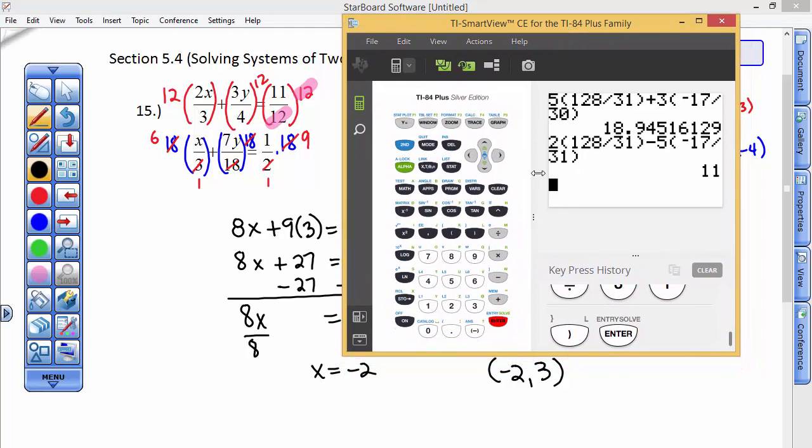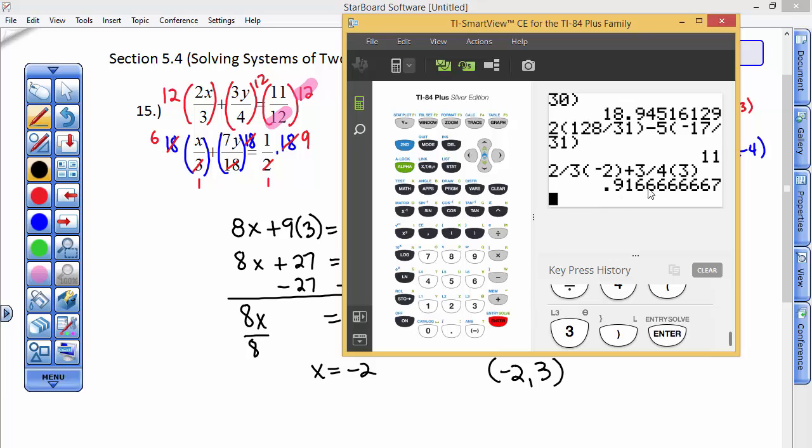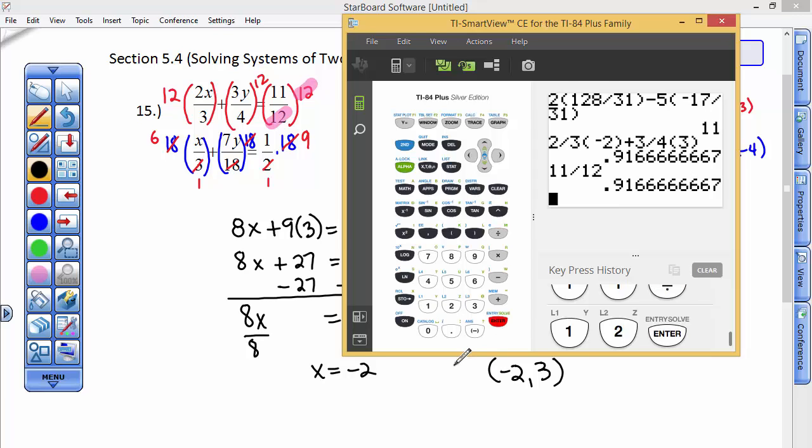So my first equation was 2 divided by 3 times a negative 2, and then plus 3 divided by 4 times y, which is 3. And I get this decimal number. And then the right side of this equation was 11 divided by 12. Let's just see if those decimals are the same. So the left side turned out to be this. The right side was 11/12, and it checked.